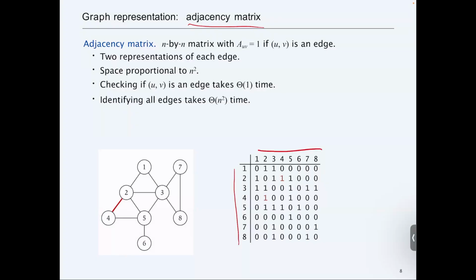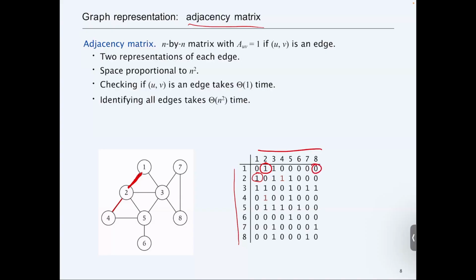The entry A of u, v in the matrix is going to equal a 1 if there is an edge between u and v. And so you'll notice here that in the cell at 1, 2, there's a 1. So that represents the edge between 1 and 2. And you'll also notice that at the matrix at 2, 1, there's also a 1. So that also is representing the edge from 2 to 1 or from 1 to 2. But since it's an undirected graph, it doesn't matter. A 0 is going to represent the fact that there is no edge between the vertices.